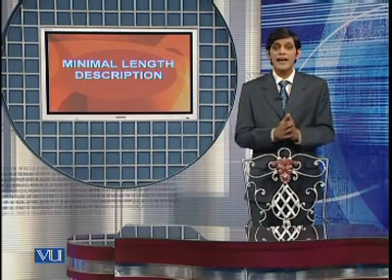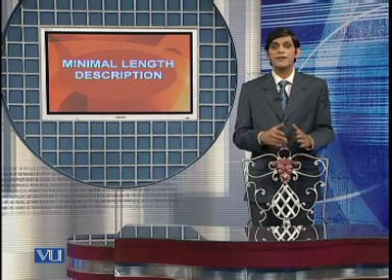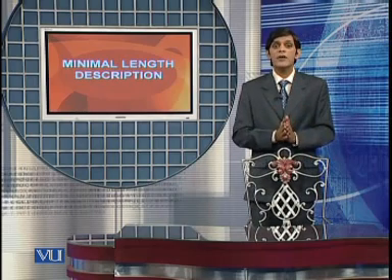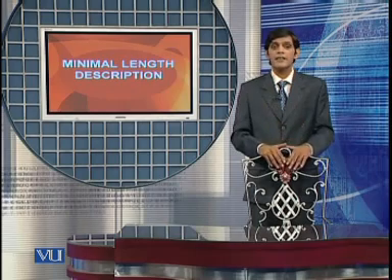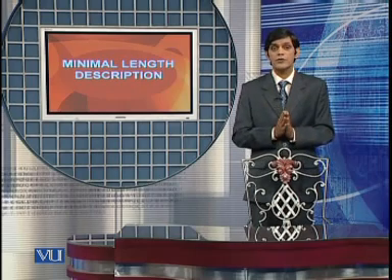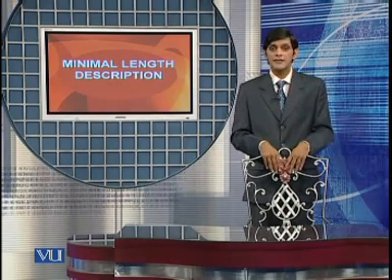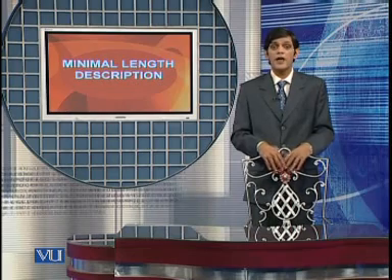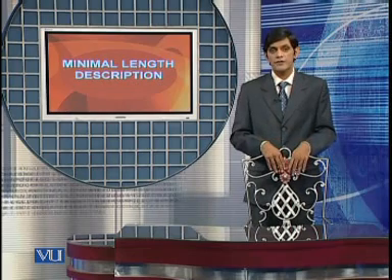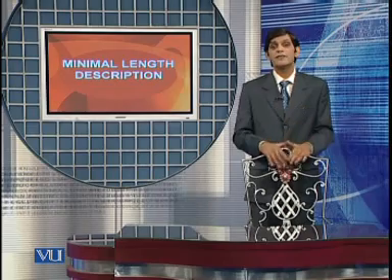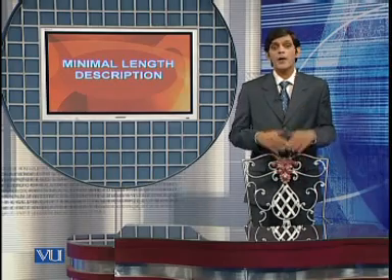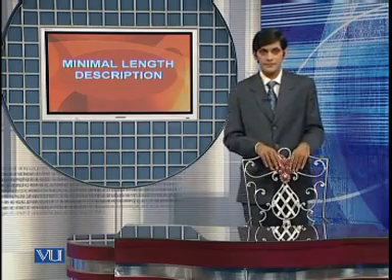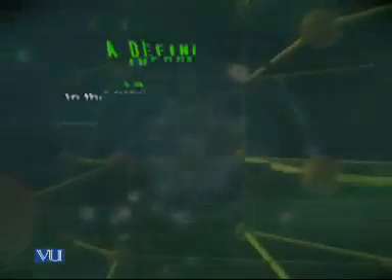This shows that the descriptive complexity of xx is equal to 2 times the length of M3 plus 2 plus the descriptive complexity of x. So I can take the universal constant to be the length of the description of M3 plus 2. And that proves our theorem.